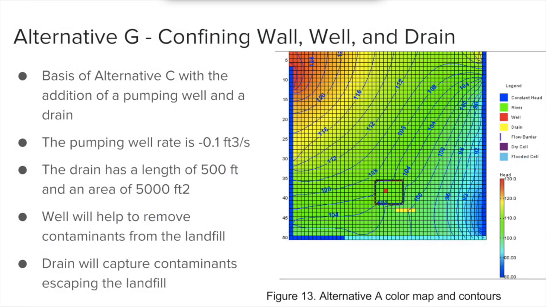This is another one of our suggested alternatives, which is alternative G, which includes a confining wall, a well, and a drain. So we use the basis of alternative C and use the exact same confining wall, but we added a pumping well on the inside and a drain on the outside. The pumping well rate on the inside is -0.1, and then the drain has a length of 500 feet and an area of 5,000 feet.